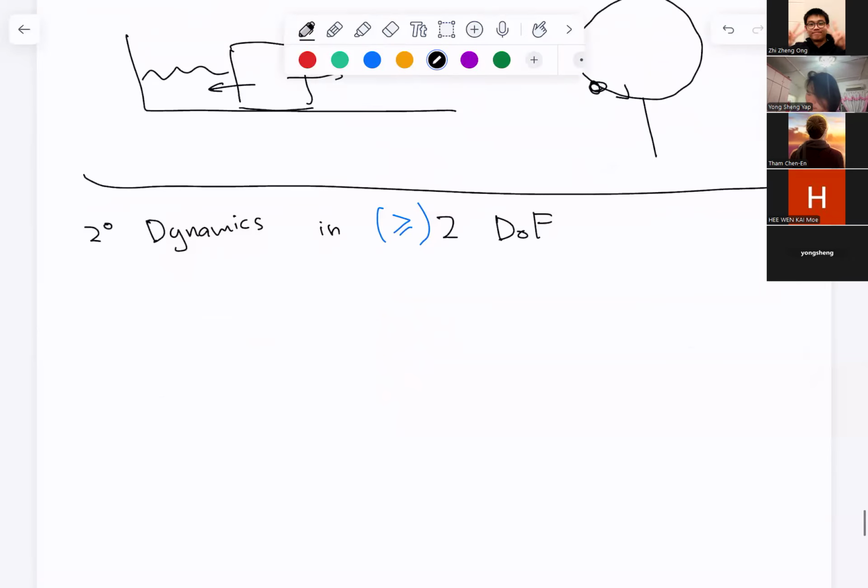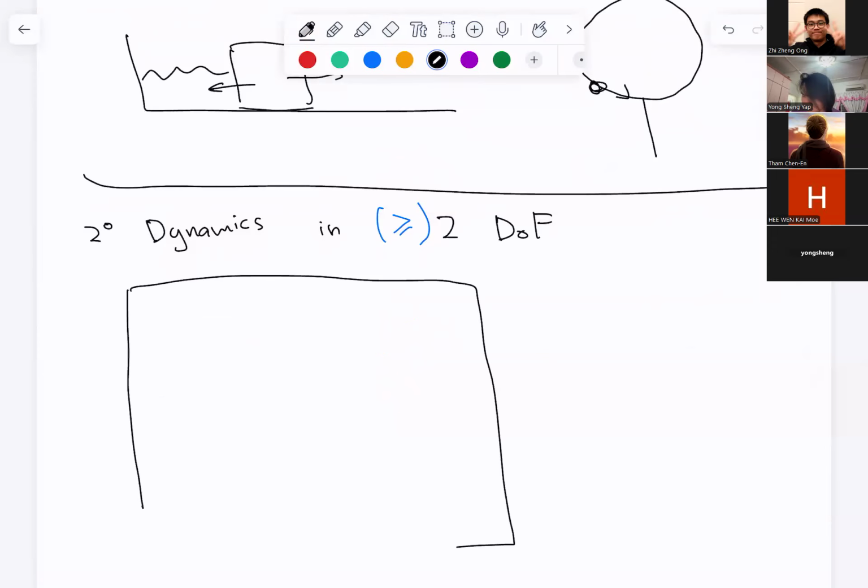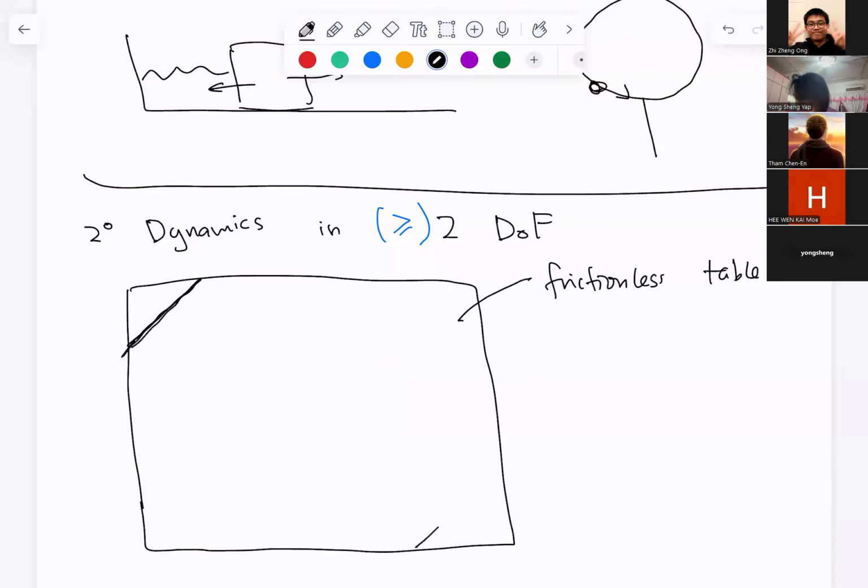Okay, so imagine we have a frictionless table. Again, I like to lead with examples, so this is a frictionless table. Then, for example, let's have a board over here and a board over here. And on these two boards, let's have springs connected to some block of mass m. So this is the box.